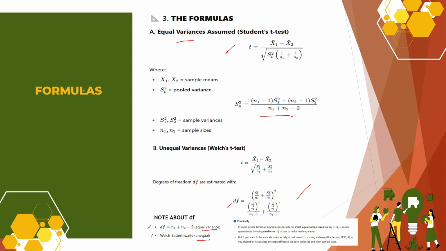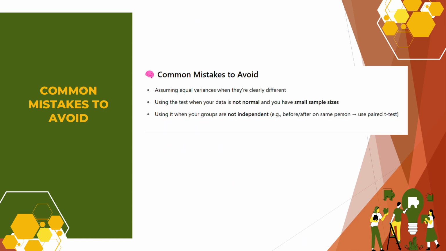So we have here equal variances and unequal variances. Now for the t-test, common mistakes to avoid: assuming equal variances when they are clearly different; using the t-test when your data is not normal and you have small sample sizes; and using it when the groups are not independent, for example before and after measurements on the same person, where you should use the paired t-test.